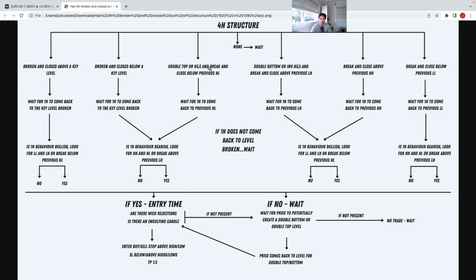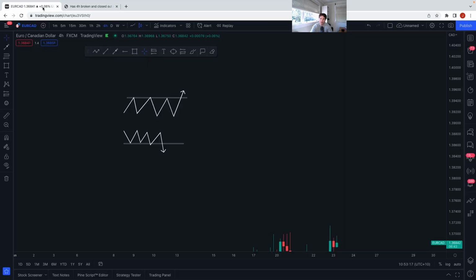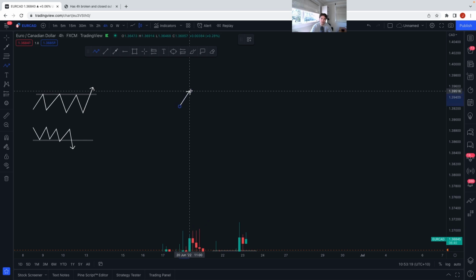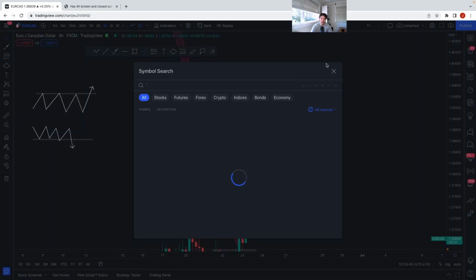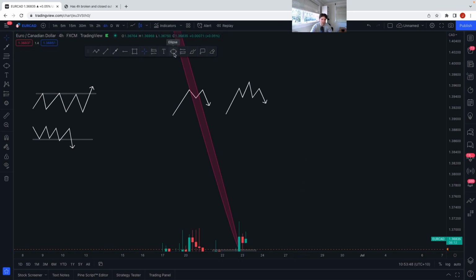The next one: double top or head and shoulders and break and close below the previous higher low, or double bottom or inverse head and shoulders and break and close above the previous lower high. This is my reversal setups. It's very similar. Let's say we are trending, we create a double top, break and close below the previous higher low. Okay, the other scenario, we are trending, we create a head and shoulders, break and close below the previous higher low. Okay, so we can see previous higher low right here.